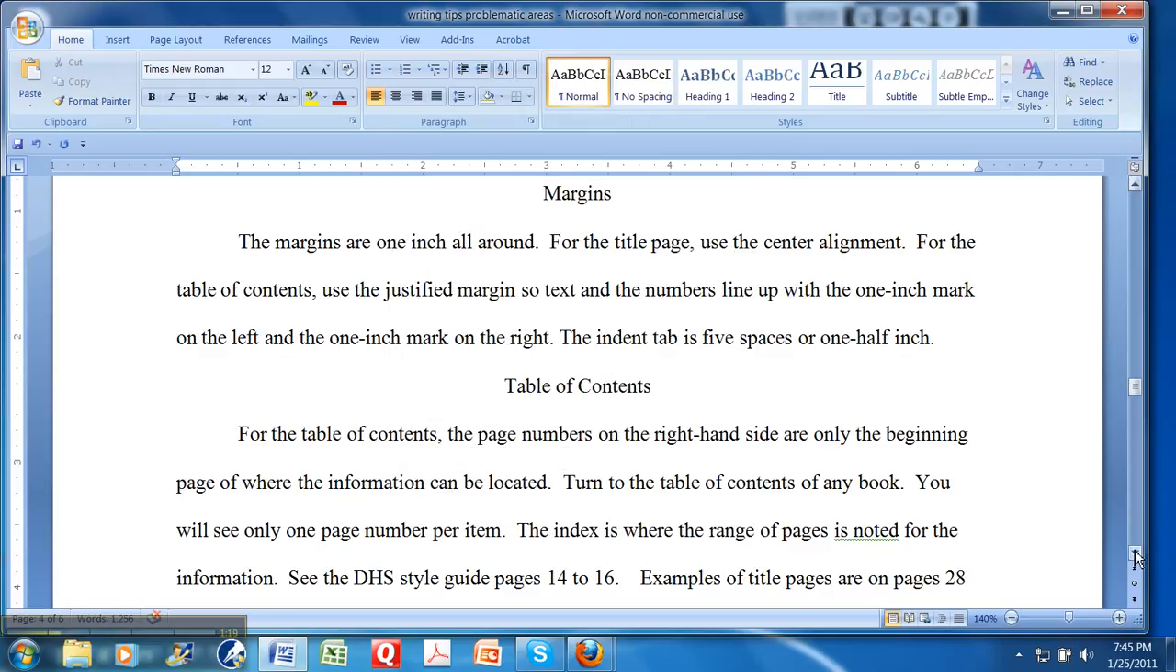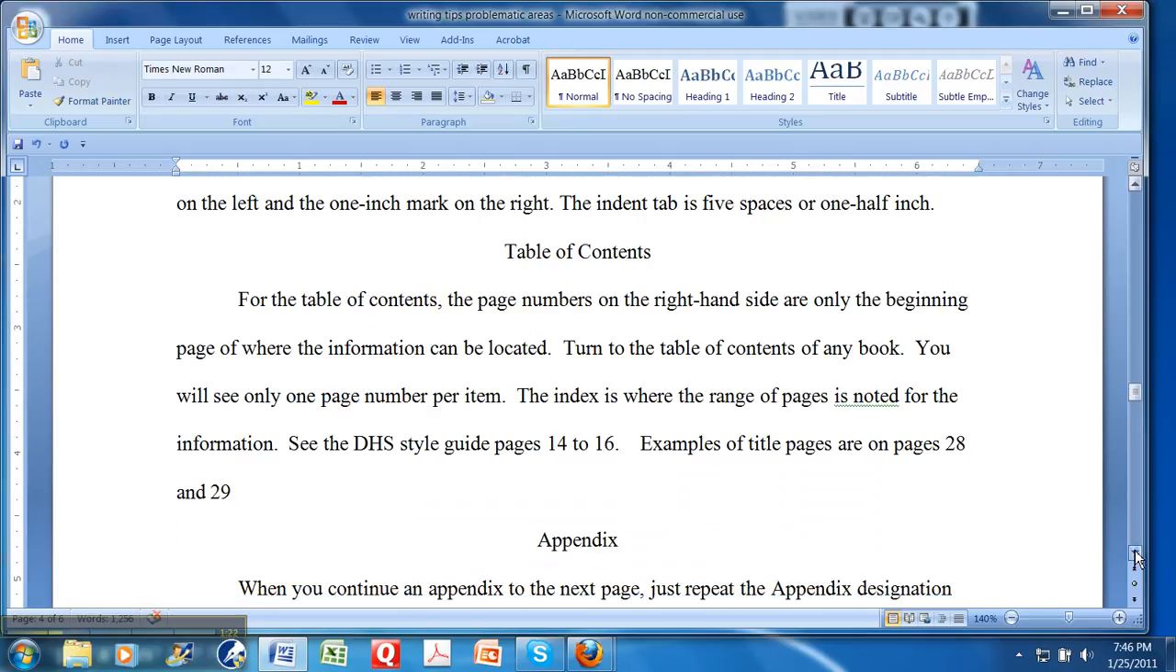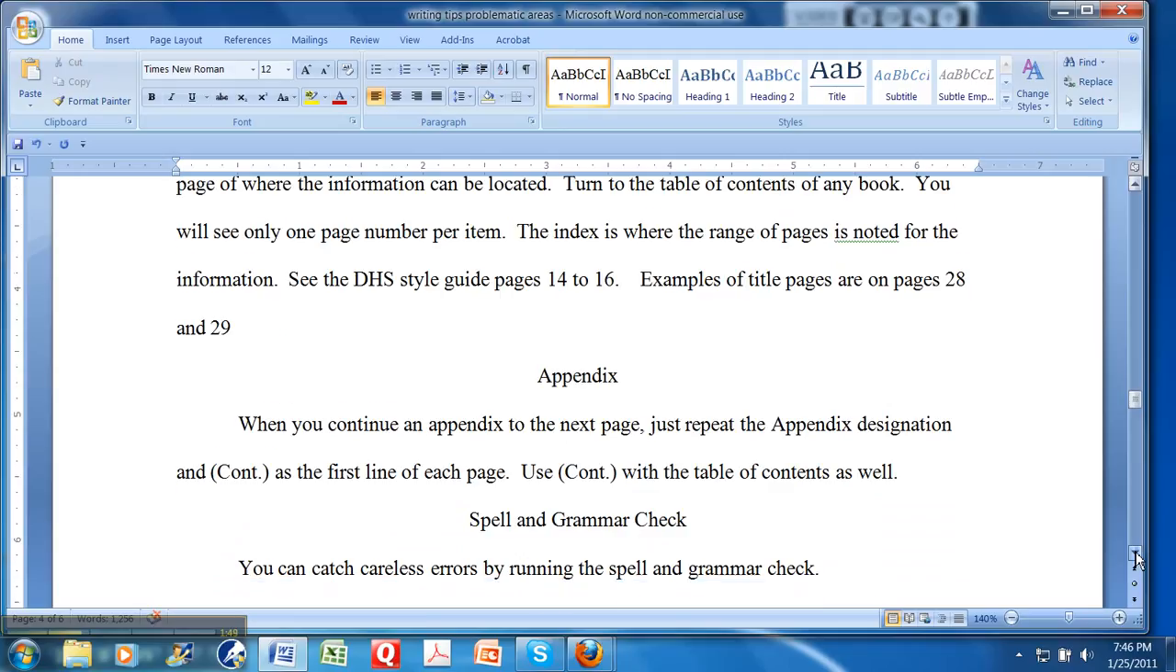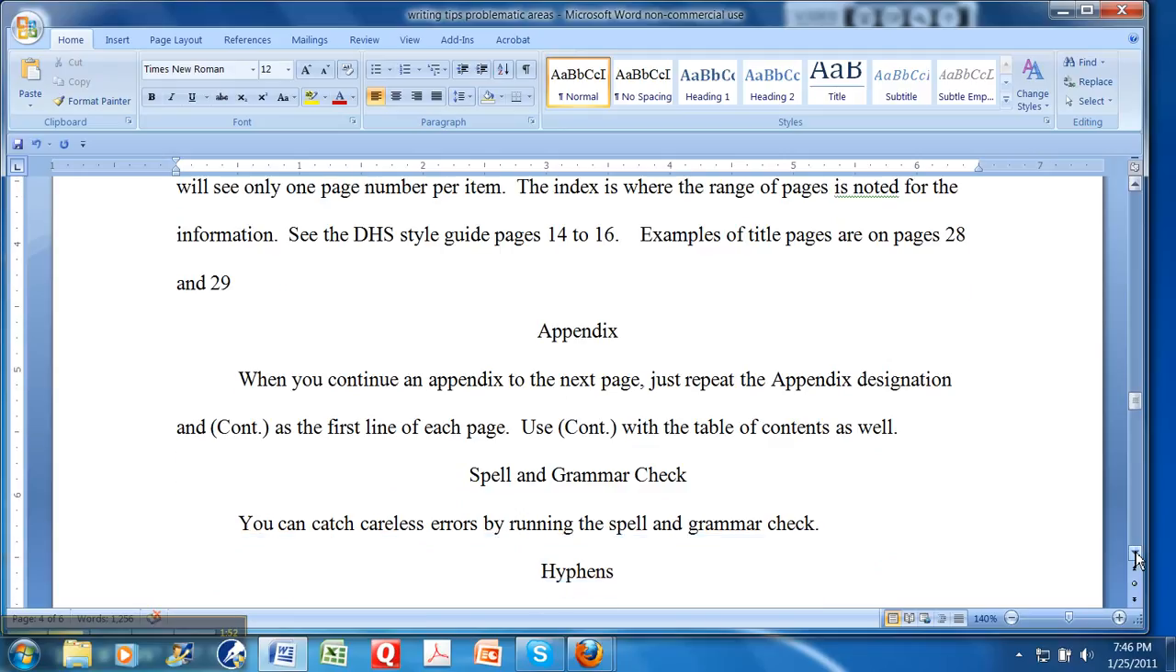Table of contents. Just one thing I wanted to mention with that is that the numbers on the right-hand side indicate the beginning of where the information can be located. When you have a range of numbers, then you have an index. And so that's in the back of the book. So for the table of contents, it's just the first page where the information is located. If you need more examples, you can look on page 14 to 16 for tables of contents, and title pages are on 28 and 29.